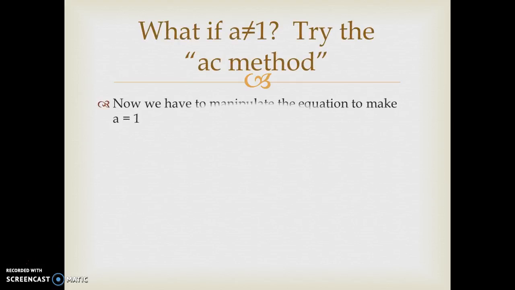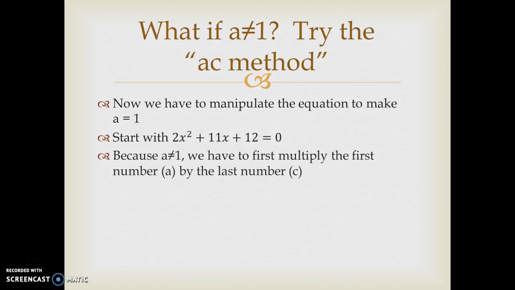so what happens if the number in front of x squared is not a 1? Then we are going to do the AC method. Alright, so we're going to manipulate the equation so that we make the a, the number in front of x squared, be a 1. So we're going to start with 2x squared plus 11x plus 12 equals 0. So I need to get rid of that 2. So what I'm going to do is take the number 2 and multiply it by the 12.